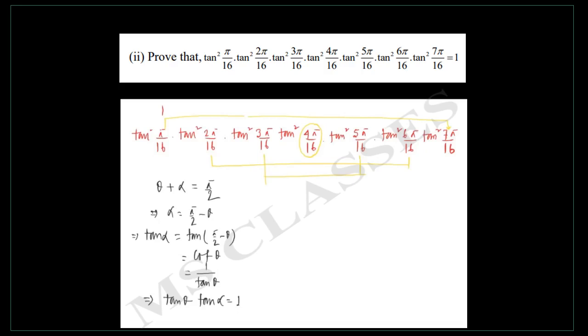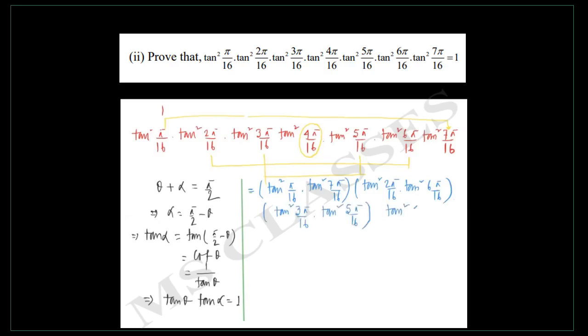Now, the same logic will apply here also. That is, we'll take the product as tan square pi by 16, tan square 7 pi by 16, tan square 2 pi by 16, tan square 6 pi by 16, into tan square 3 pi by 16 into tan square 5 pi by 16 into tan square 4 pi by 16. Now this is 1, this is 1, this is 1.